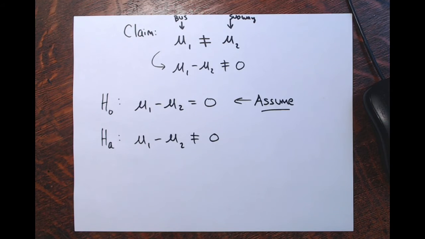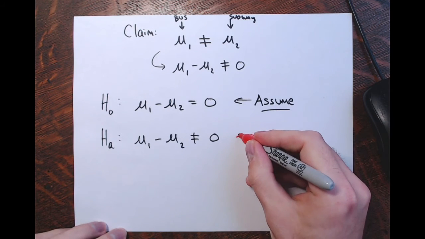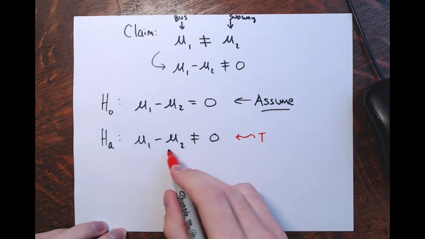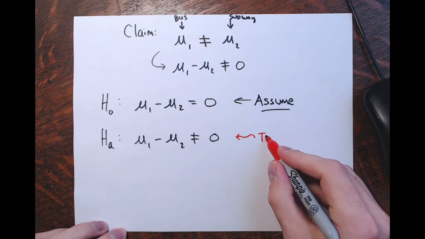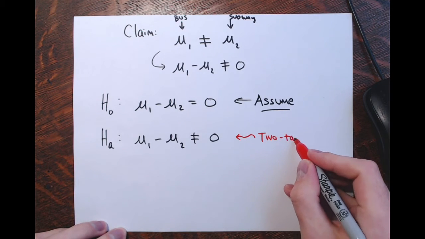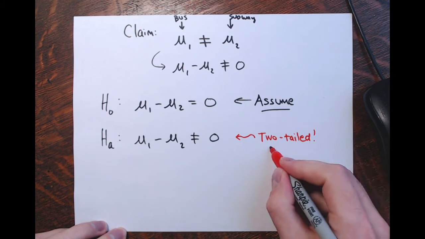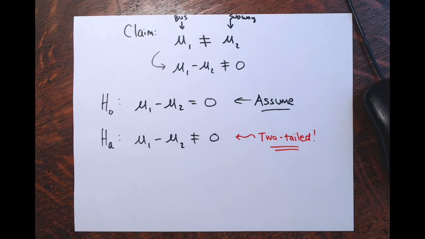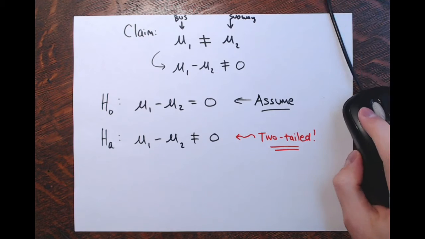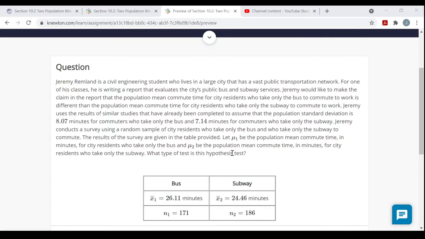And then from this alternative hypothesis, you can also tell what kind of a test it is. This is a parameter not equal to a value. This is a two-tailed test. So when you find critical values, there are going to be two of them, one positive, one negative. There's going to be a right tail rejection region along with a left tail rejection region. Okay. Anyway, back to the problem.